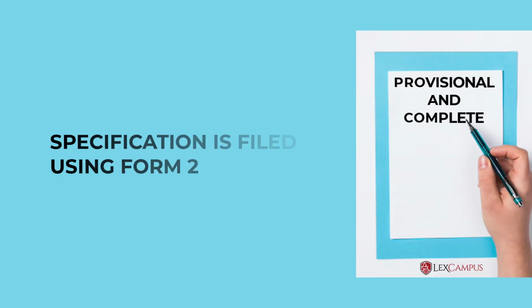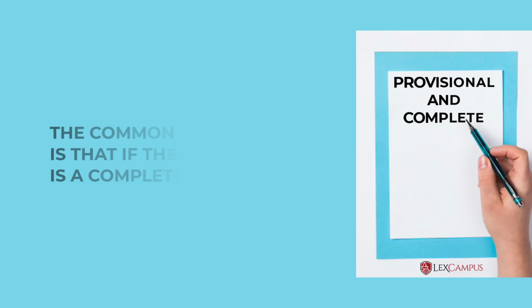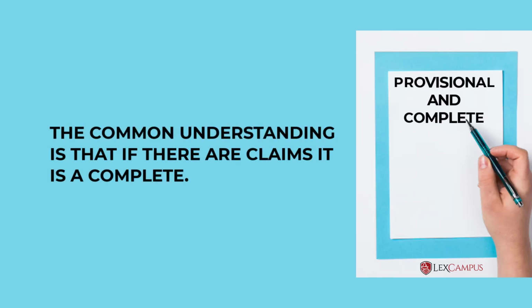Specifications. Now, a specification, we understand, is filed using Form 2. Form 2 is used for provisional as well as complete. It's a common form. And the difference between a provisional and a complete, if you look at Form 2, you will understand that the common understanding is if there are claims, it is understood to be a complete. It's not a rule, but if you have claims, it is understood that it is a complete specification, because there cannot be a complete specification without claims.